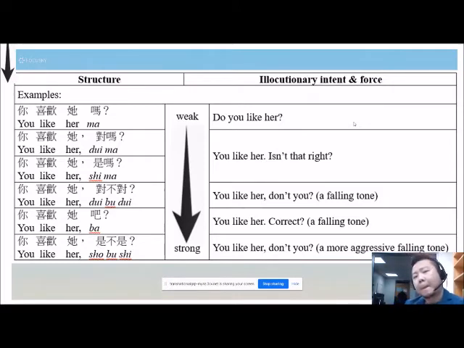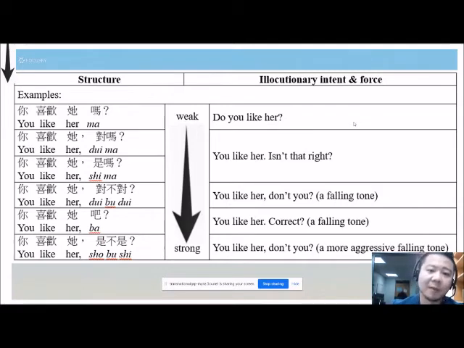So we found that our student interpreters often used a structure that is parallel to the English tag questions. Because in Chinese, we do have tag questions, and the structure is parallel to English tag questions, but the illocutionary intent can be very different.